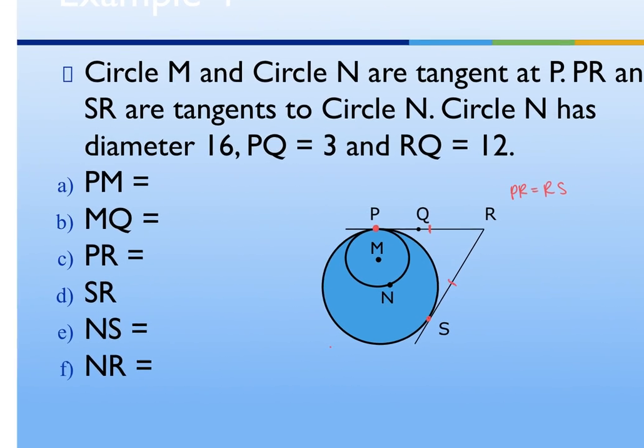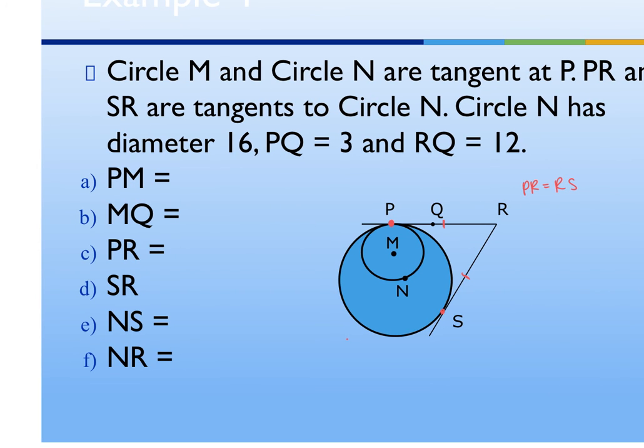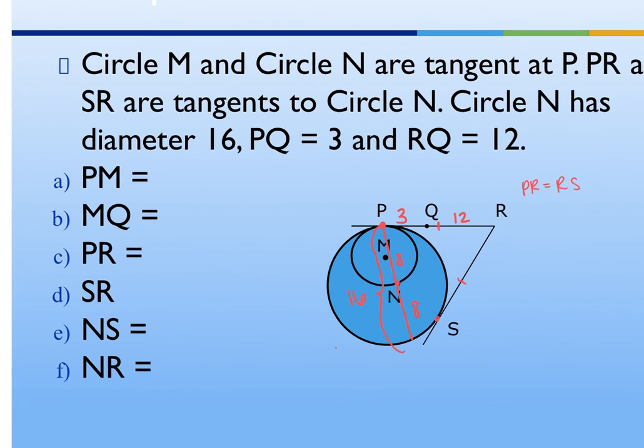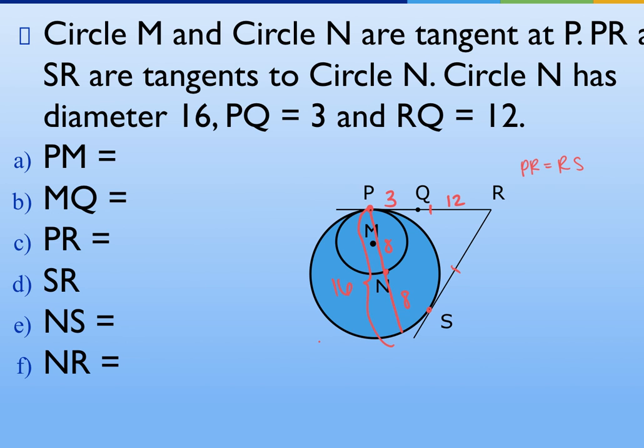It says circle N has a diameter of 16. So if we go from P to N, and then all the way through, this length is 16. So what's its radius? 8. So 8 and 8. It says PQ is 3 and RQ is 12. So now how would we find PM? We're going to start with PM. That's this length right here.